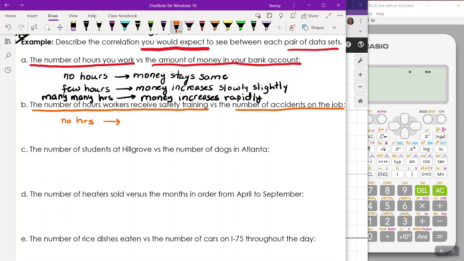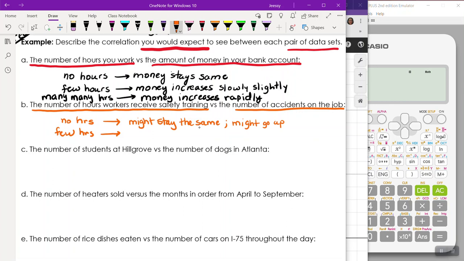It might stay the same or it might go up like you guys are saying, right? So might stay the same. All right, semicolon, it might go up. Because if you don't remind people about what they should or should not do, they might make more mistakes on the job site, okay? Now, what if you give them only a few hours? What do you think would happen to the number of accidents on the job? Might decrease? What do you guys think?